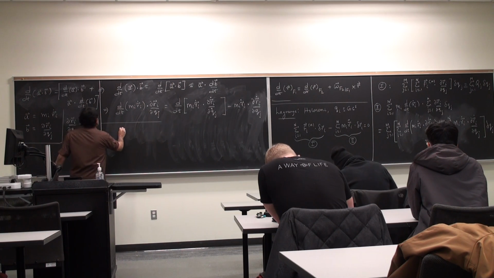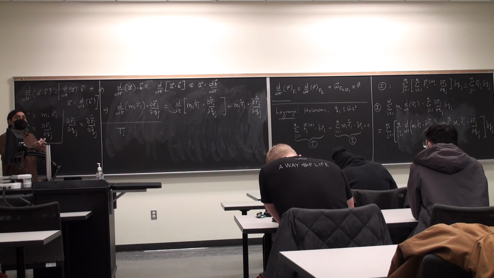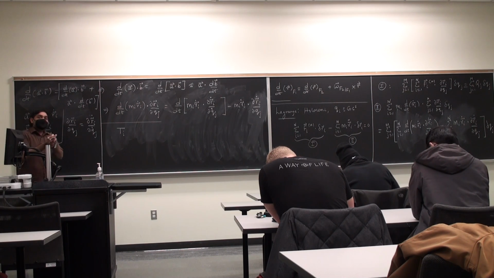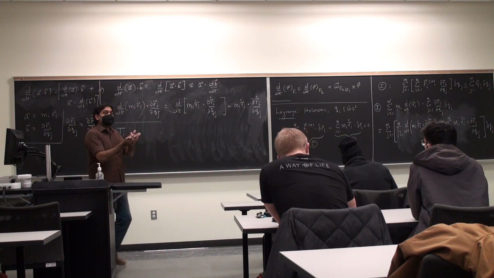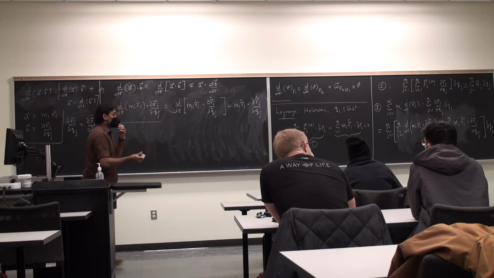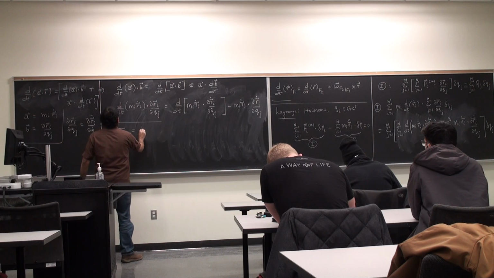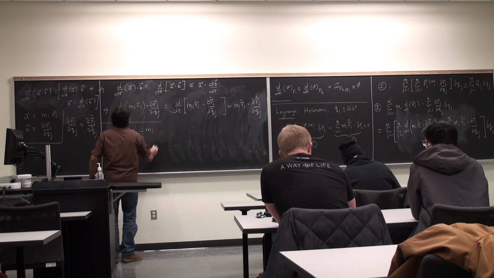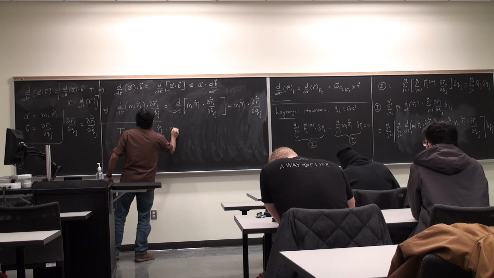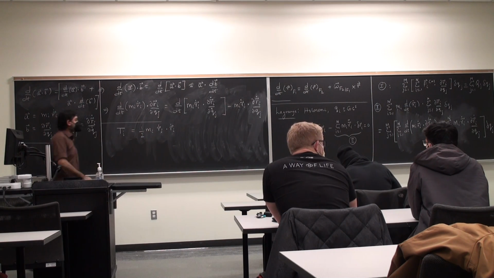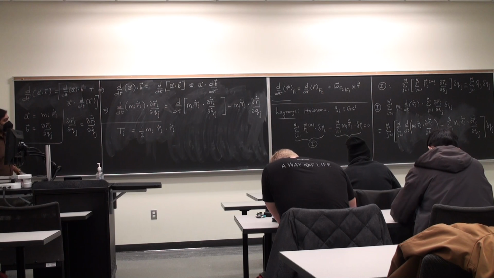So kinetic energy of the ith particle in the system is going to be half times the mass of the ith particle, velocity of the ith particle squared. Velocity squared is nothing but a dot product between two vectors which are the same. So I'm going to write this as half m_i r_i dot, r_i dot. This is the kinetic energy of the ith particle.